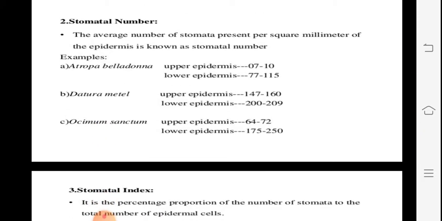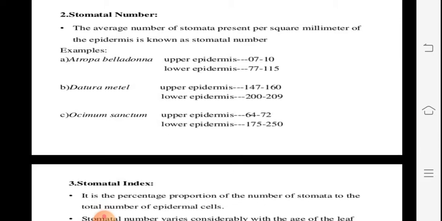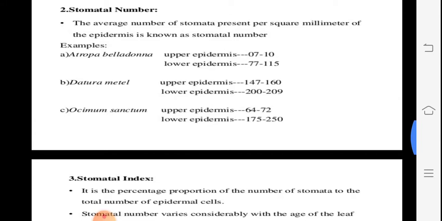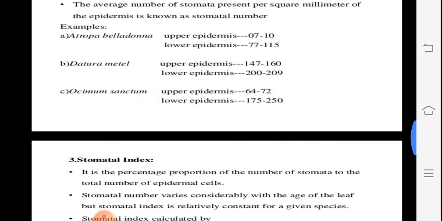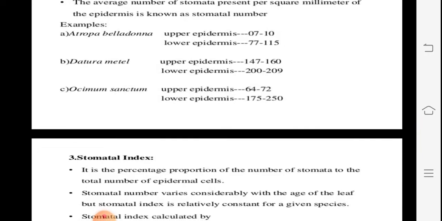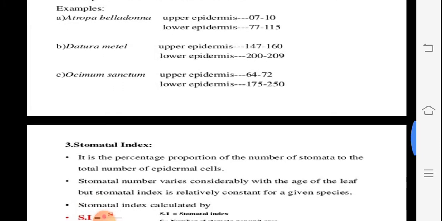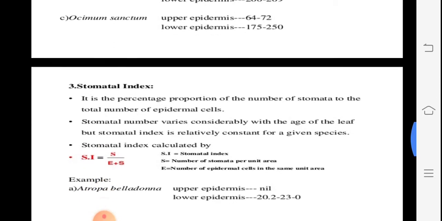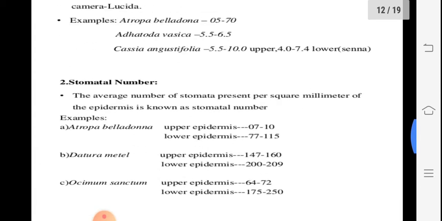Then stomatal number. The average number of stomata present per square millimeter of the epidermis is known as the stomatal number. You remember the proper definition, right? There are good examples in Atropa: upper epidermis 7 to 10, lower epidermis 77 to 115. Datura metel, upper epidermis 147 to 160. Ocimum, that is tulsi, upper epidermis 64 to 72, lower epidermis 175 to 215. You remember any one example. So this is for stomatal number.